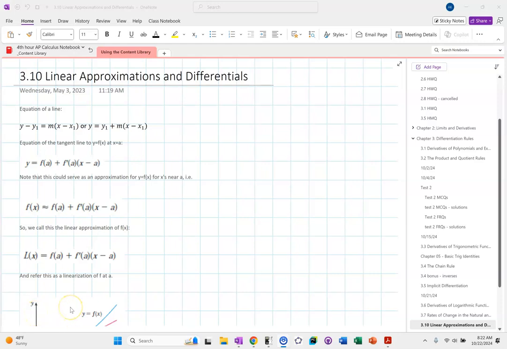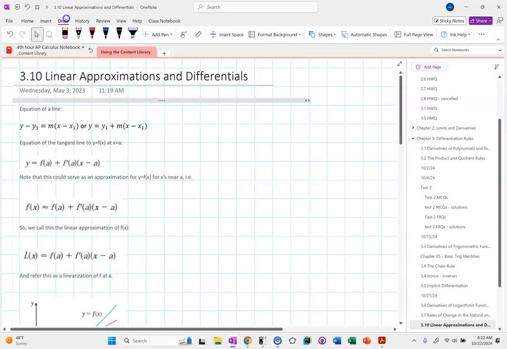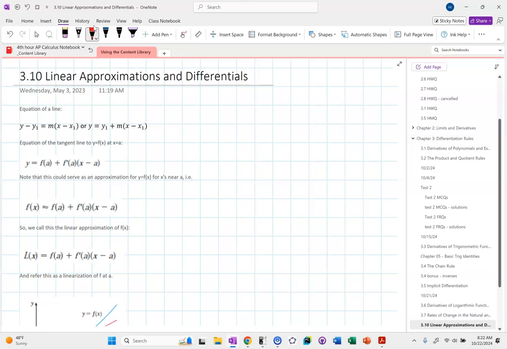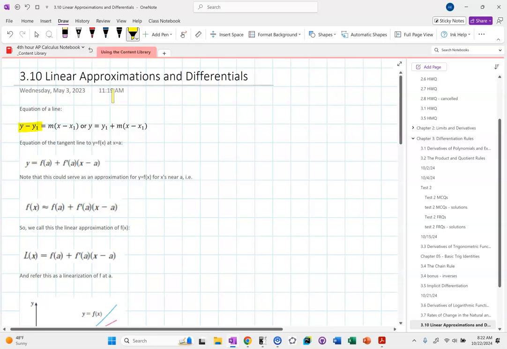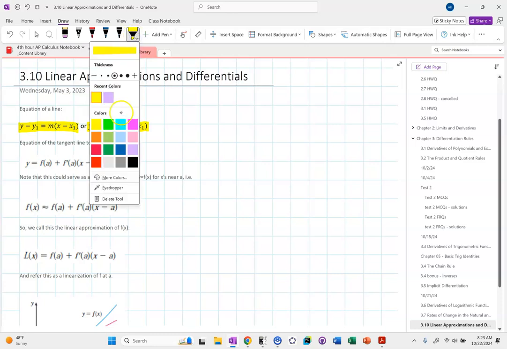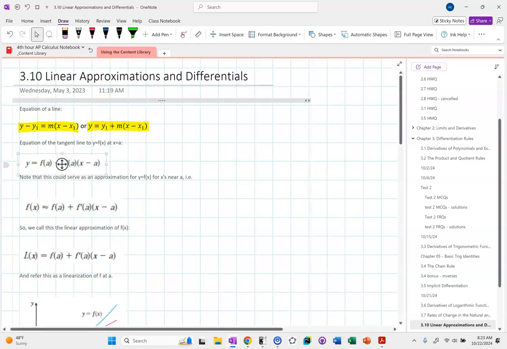Welcome. This is section 3.10, which is just a brief introduction to linear approximation. So remember we have an equation for a line, right? Way back in Algebra 1, y minus y1 equals m times x minus x1. Or if I add the y1 to both sides, we could rewrite it as y equals y1 plus m times x minus x1. And in previous lessons, we've talked about finding the tangent line to a curve.